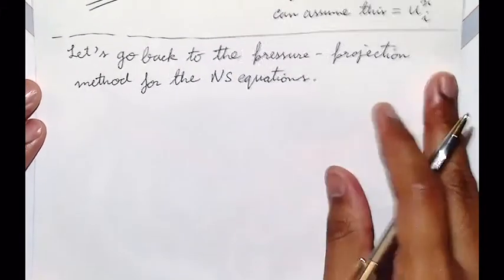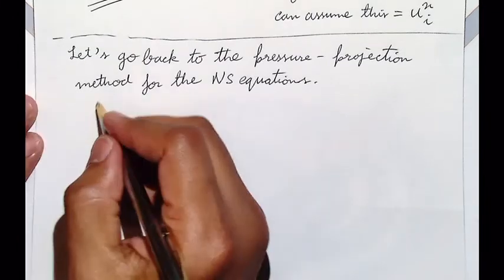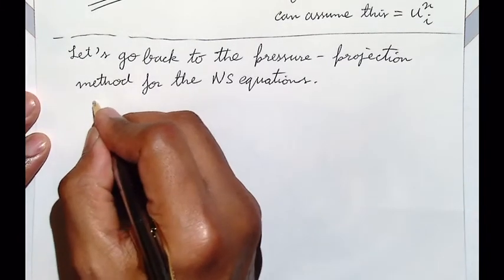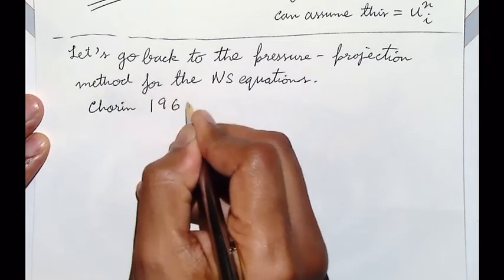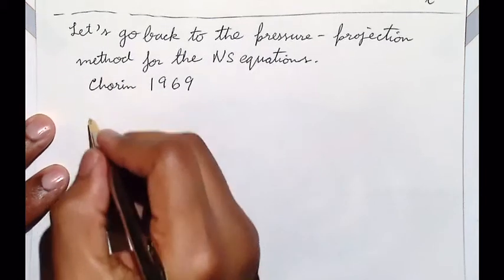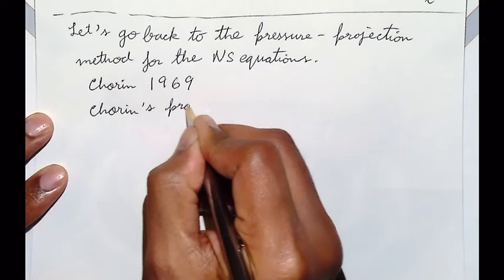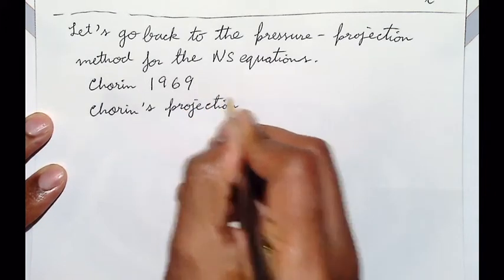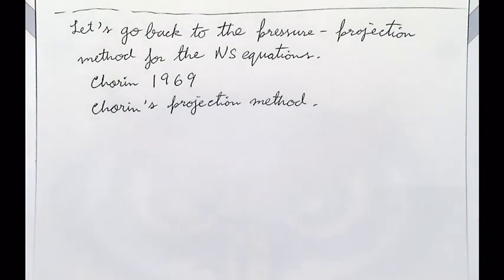This procedure was actually first published by Chorin, C-H-O-R-I-N, in 1969, or 67, I forget, around then. It's called Chorin's projection method. It's a very classic standard method that most codes use nowadays.